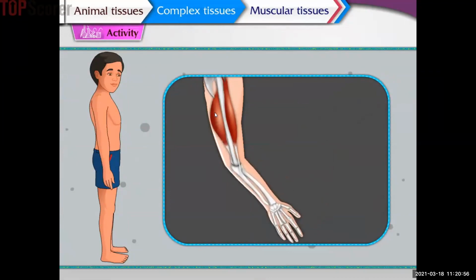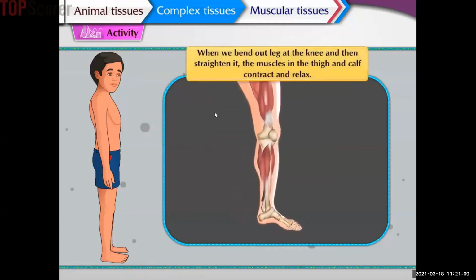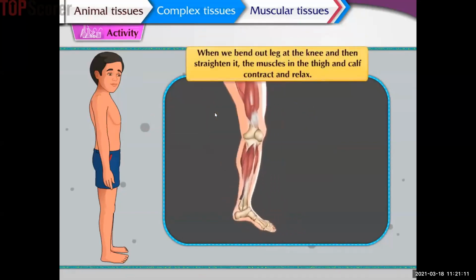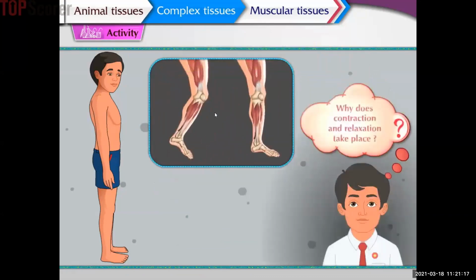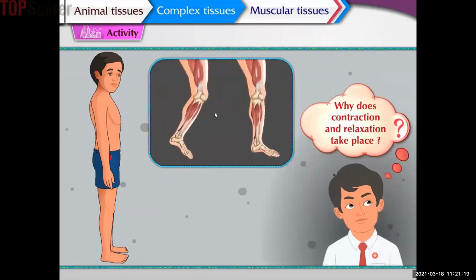When we straighten our arm, the muscles present on the upper side relax and the muscles on the lower side contract. The muscles revert to their original state. In the same way, when we bend our leg at the knee and then straighten it, the muscles in the thigh and calf contract and relax. Why does contraction and relaxation take place?